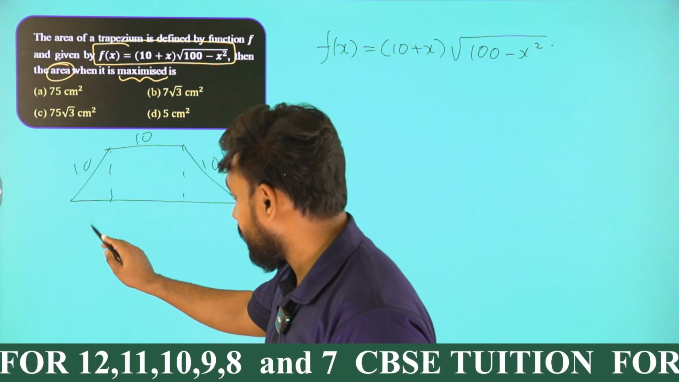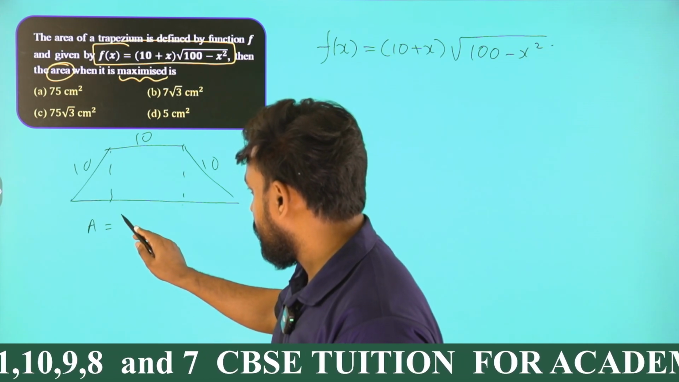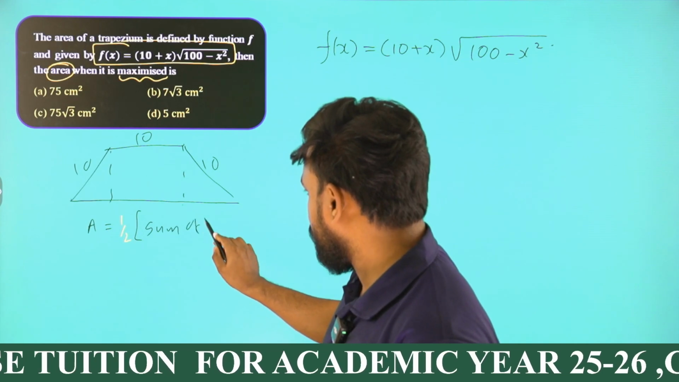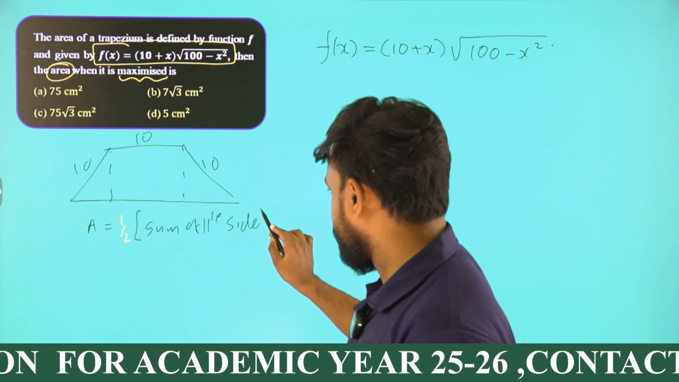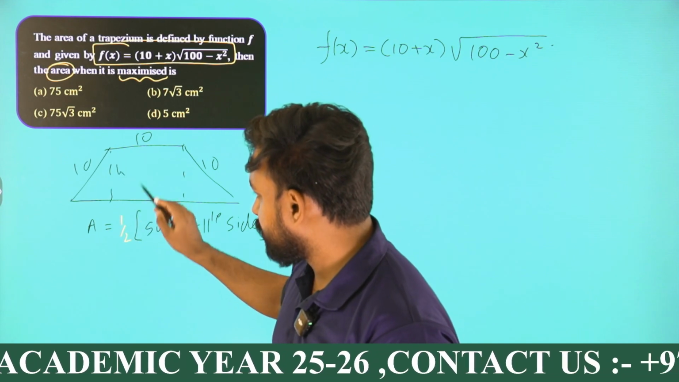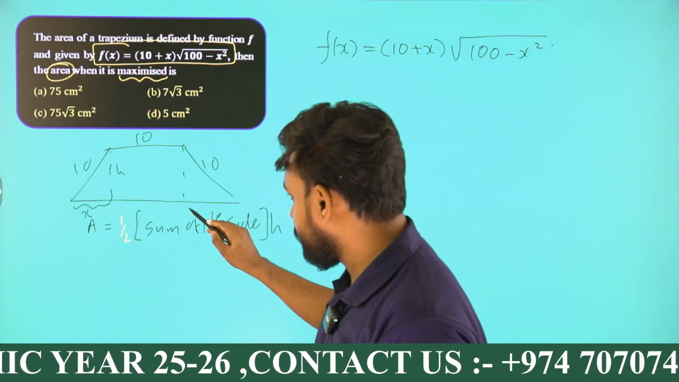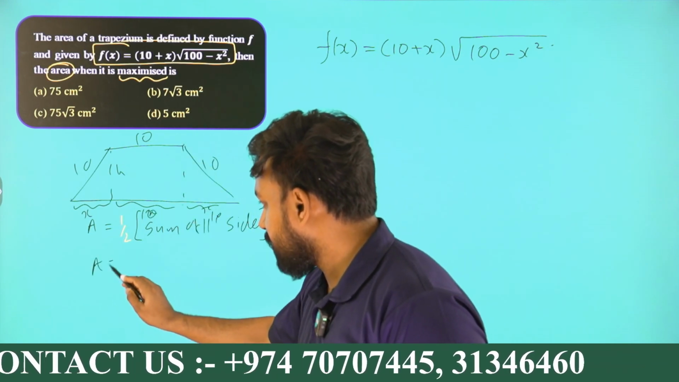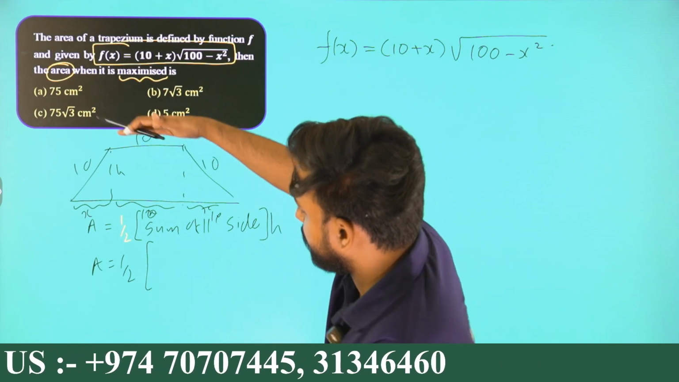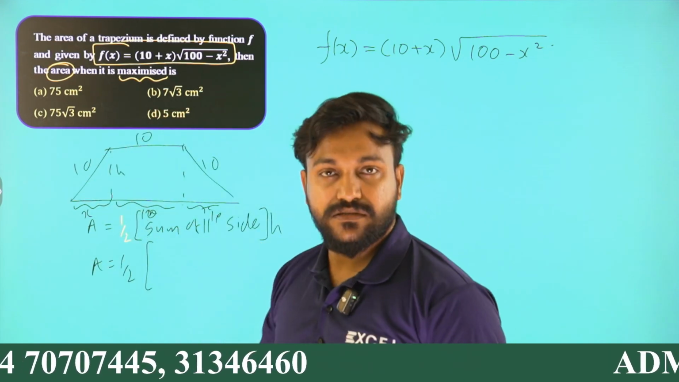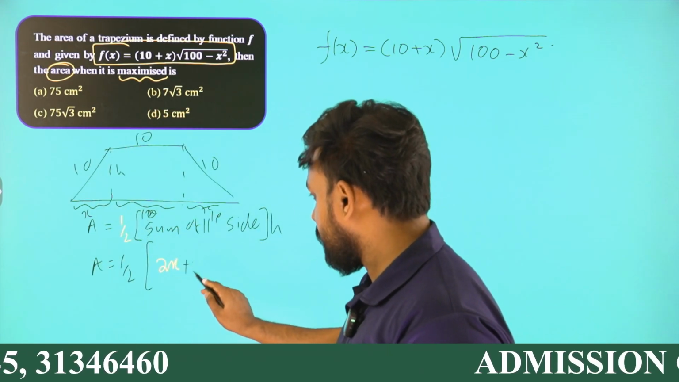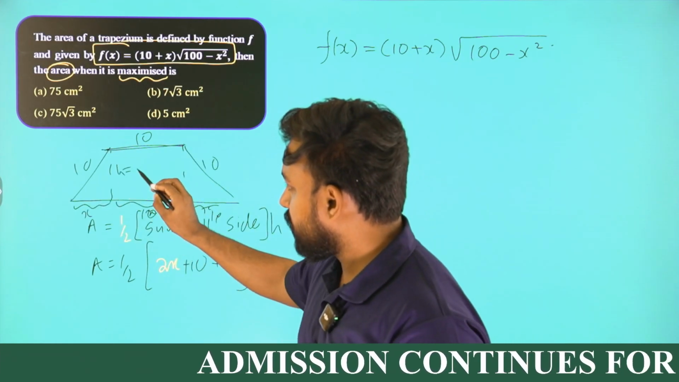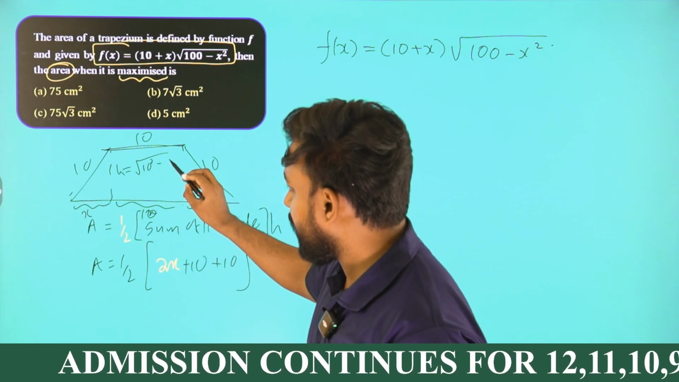So first of all, what is the area of a trapezium? Half, sum of parallel sides, into height. So this is h, this length we don't know, x, this length we know that is 10. From this we will get half of the sum of the parallel sides. These are the parallel sides. So this is x plus x, 2x plus 10. This is one side, and the other parallel side is 10 plus 10, and the height is this one, it will be root of hypotenuse square minus x square.